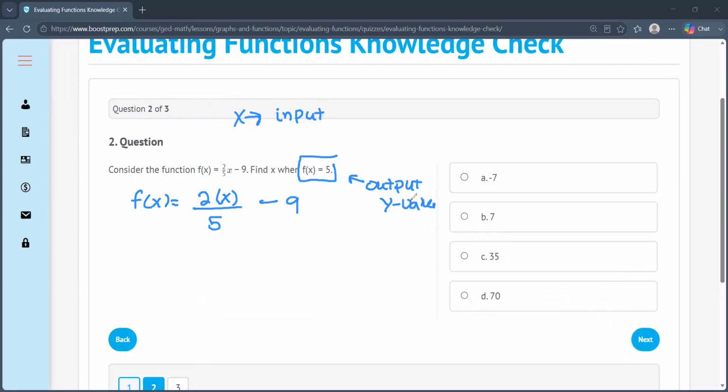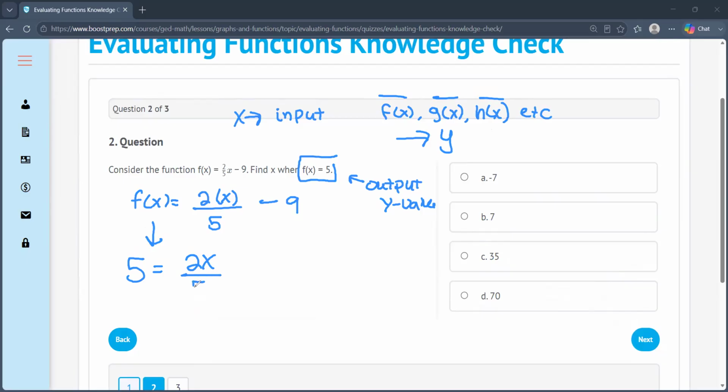In the other problems we're given an input and we have to figure out the output. Now it's going backwards. So if you ever see an f of x, g of x, h of x, you know what that really means: it's a y value, or an output. They all mean the same thing, y. So I'm going to replace this f of x with 5. They want to know what the x value is, so we have to solve for x.